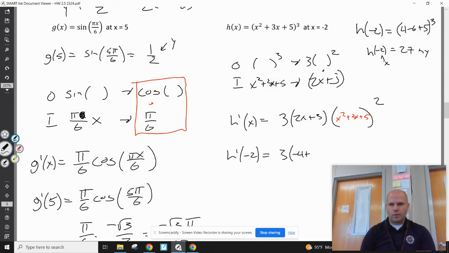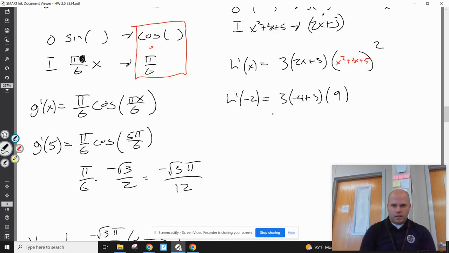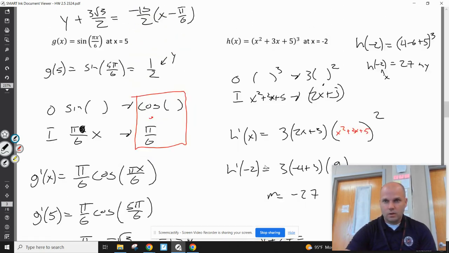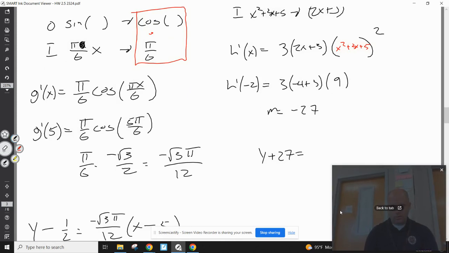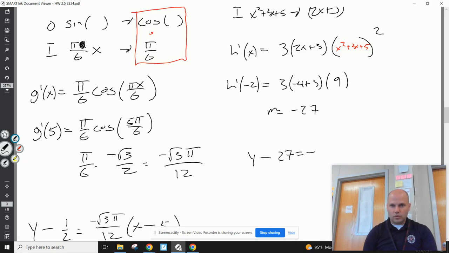3 times negative 4 plus 3 times, we already did this, but it's squared. So this is 4. Oh, I screwed up. No, 4 minus 6 plus 5, which is 3. 3 squared is 9. So I get 3, negative 1, 9, which is negative 27. Would you look at that? There's your m at negative 2, 27. So I got y plus 27. No, y minus 27. So my y coordinate equals my slope, x plus 2.